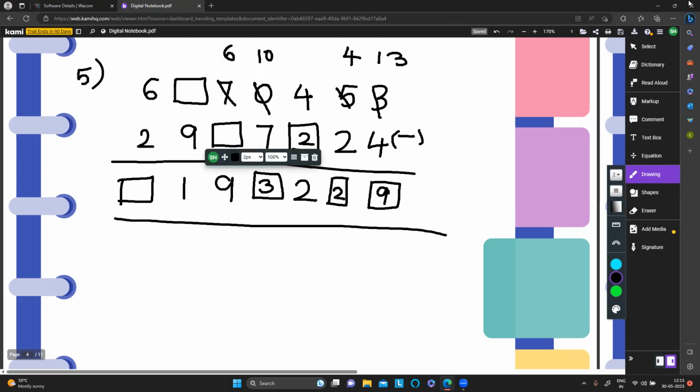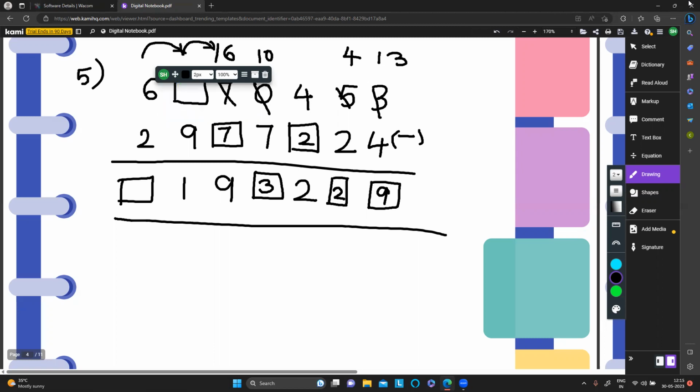6 minus anything cannot be 9. So it should have been 16. So 16 minus what will give you 9? 16 minus 7 will give you 9. So something has been borrowed from the next place also and from here also.